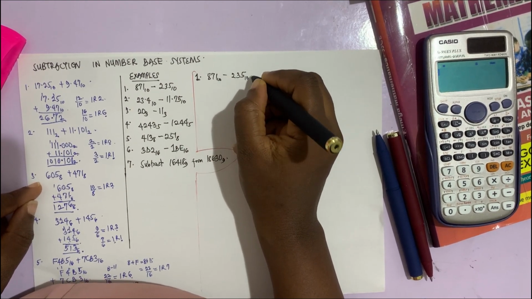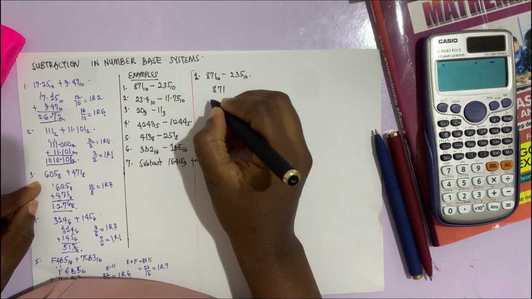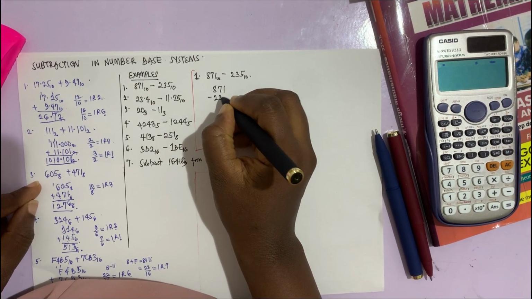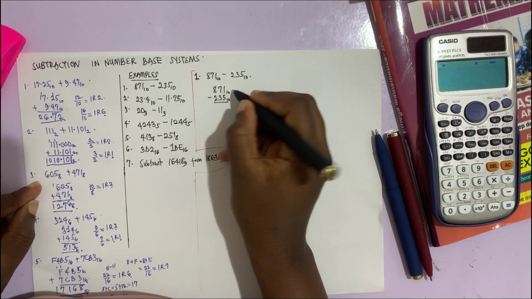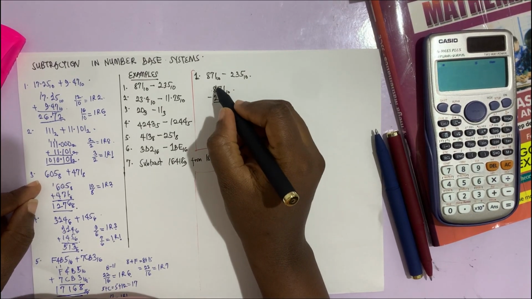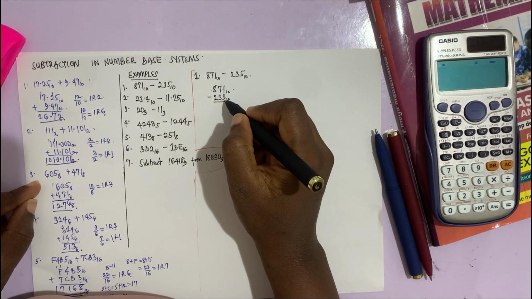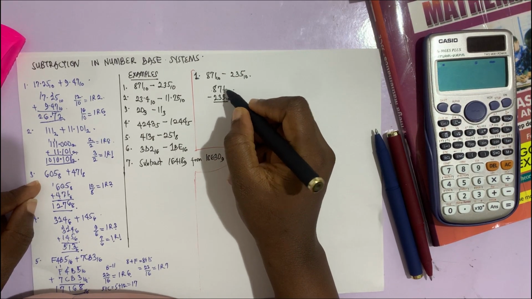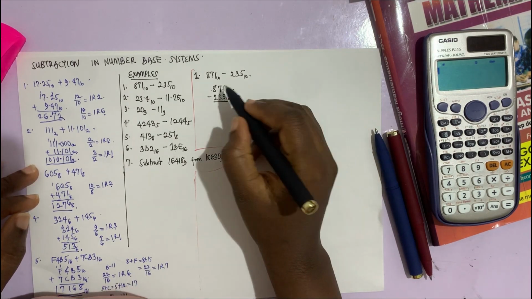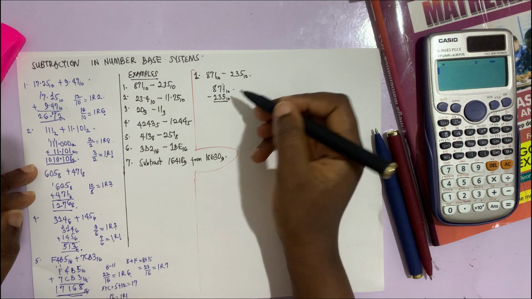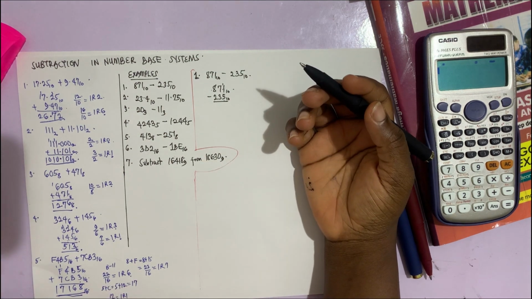235 base 10. So we arrange it 871 minus 235 in base 10. So if we look at this, we have 1 minus 5. 1 is less than 5, so it's not possible to subtract 5 from 1. So what do we do? From our basic mathematics, you say borrow 1, add to it. But in the real sense, if you borrow 1, 1 plus 1 will give us 2, right?